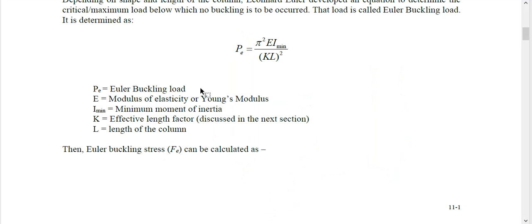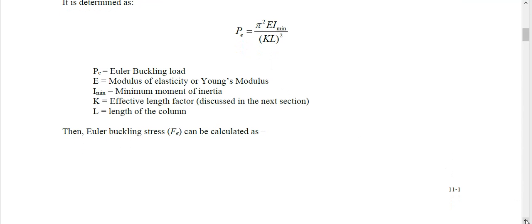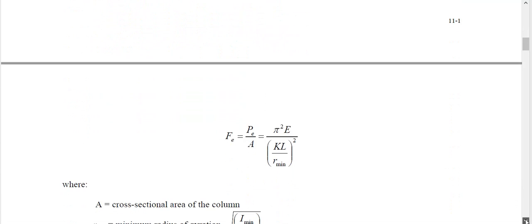So hopefully I explained why we should take I minimum, because I minimum is the value about that axis the buckling will occur. That is why we take I minimum. Now K, what is K? K accounts for the variation due to the support restriction, depending on the support type.